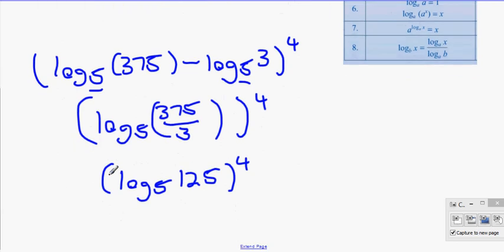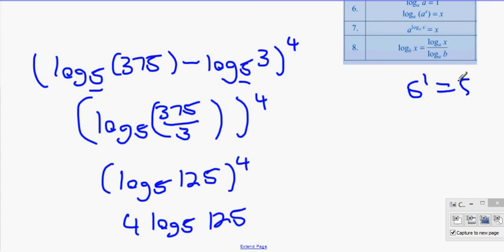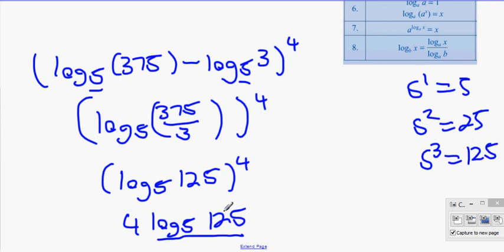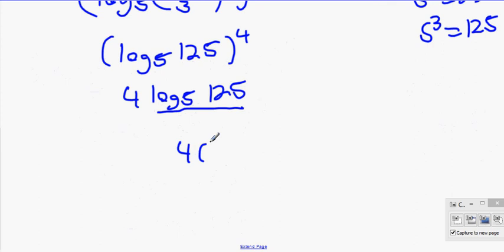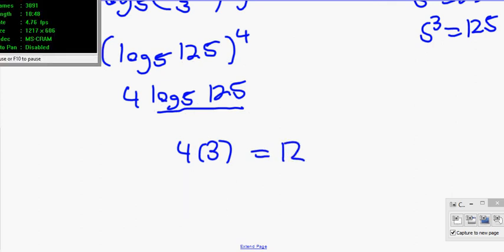What we're going to get here is log 5 of 125, to the power of 4. Now, bring the 4 to the front. 4 log 5 of 125. You can just think in your head, 5 to the power 1, 5 to the power 2 is 25, 5 to the power 3 is 125. What can you tell me about log 125 to the base 5? 3. 4 times 3? 12. That's it.